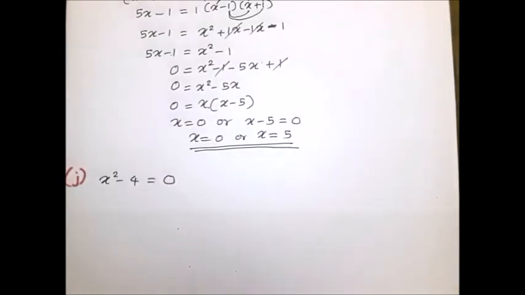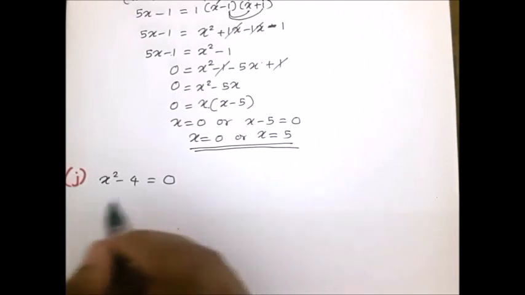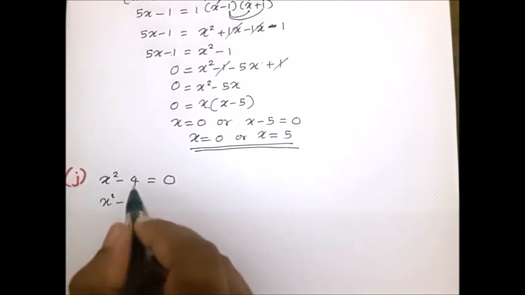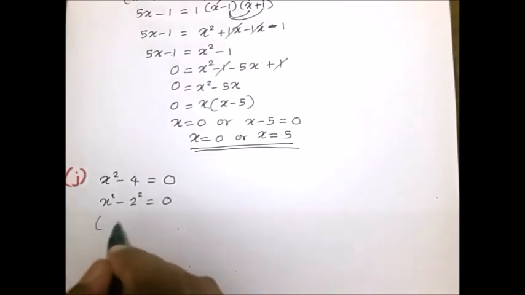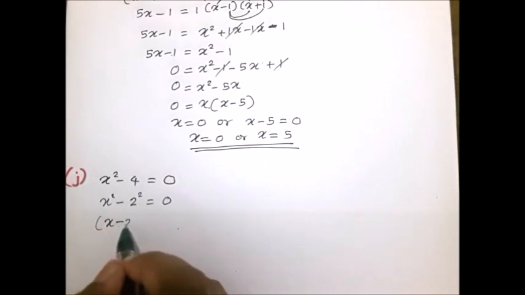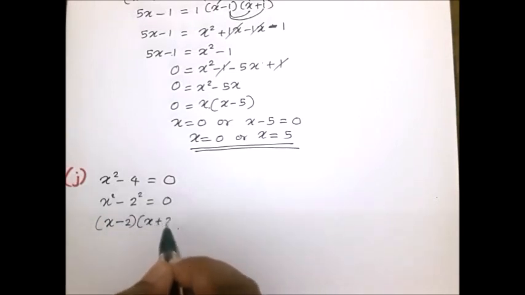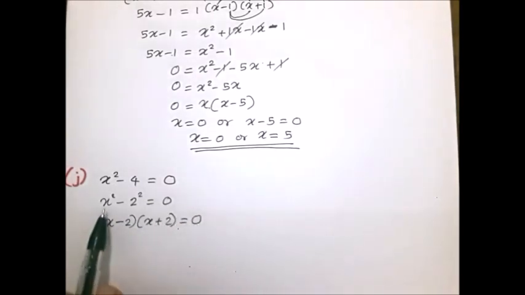Look at part J. X to the power 2 minus 4. You can write this as a square. It is 2 to the power 2. So this is a difference of two squares. You can write factors as x minus 2 and x plus 2. If it is a difference of two squares, you have to add these two terms and subtract these two terms.